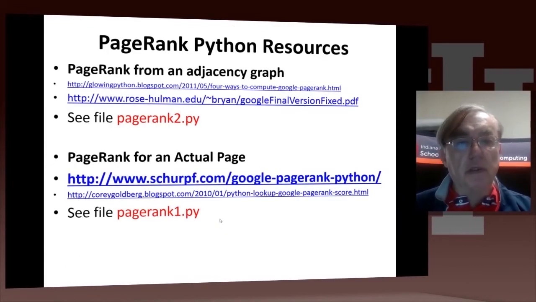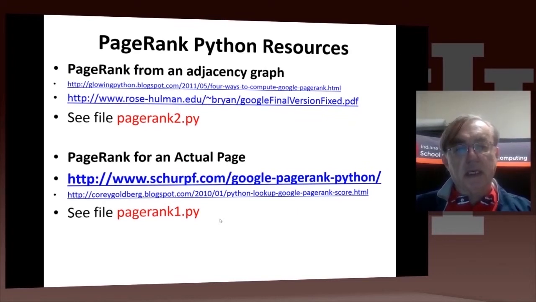So here are the actual resources needed by this lesson. The first set correspond to calculating PageRank given a set of pages with information on which page points to what other pages. That's described at these websites I gave here, and the code which has both the basic functions and the driver is in PageRank2.py available in your resources. We also have some code where you type in a website URL and it will tell you what PageRank Google thinks it has.